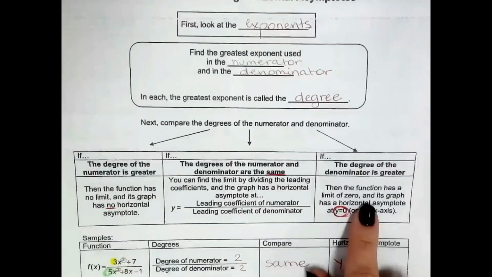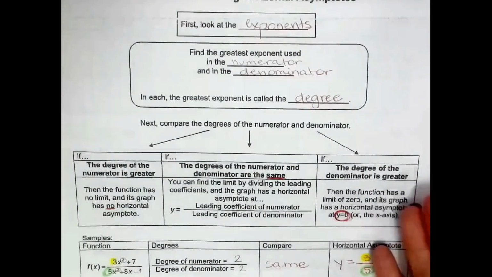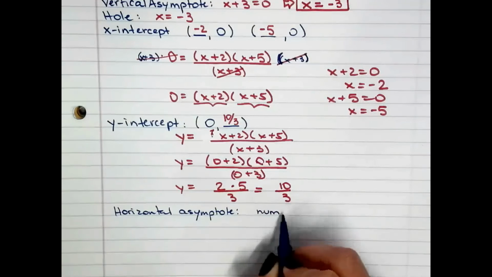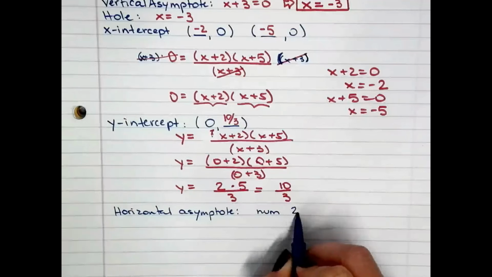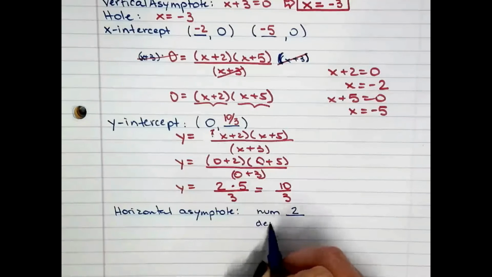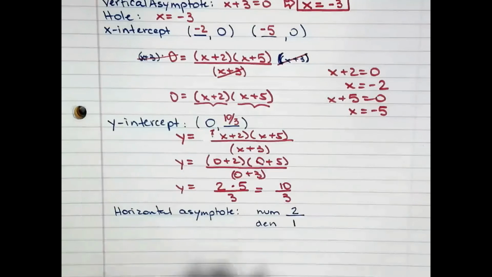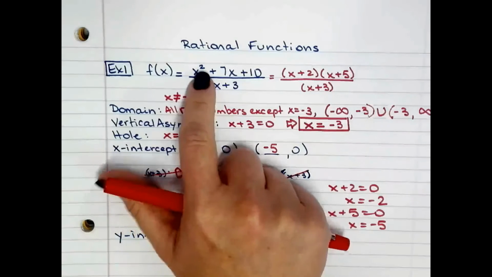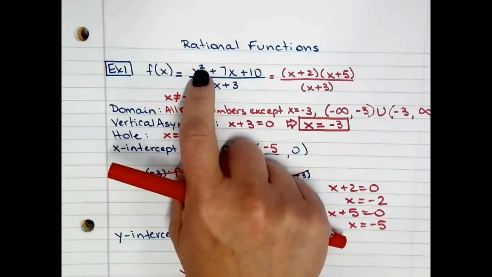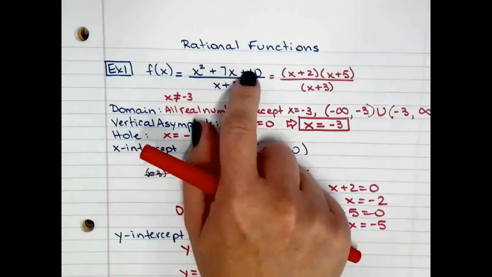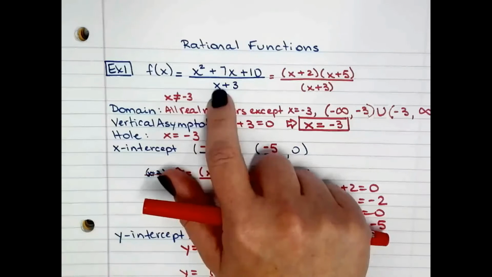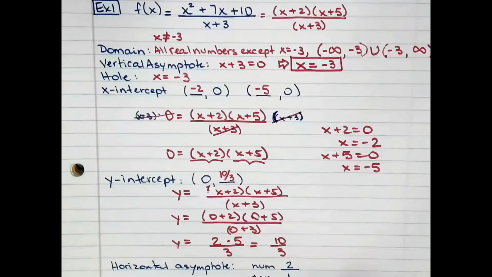So let's see which one of these I can use for our example. The degree of the numerator is 2. The degree of the denominator is 1. How do I know that? Well, you have to look at the exponent right there. The highest exponent determines the degree of that expression. So the degree of this one is 2. The degree of this one, when you don't have anything, it means it's 1. So 2 is definitely greater than 1.